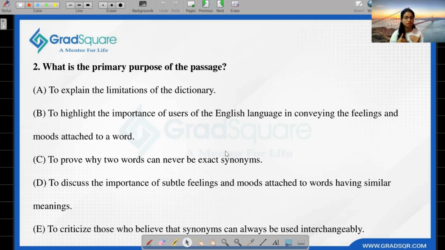Before jumping to the conclusion, let's consider option choice E as well: to criticize those who believe that synonyms can always be used interchangeably. No, the author is never criticizing anyone in the passage. So it is completely false according to the passage. So we can eliminate option choice E as well. So the answer for this particular question is B. All right, let's move on to the next final question.